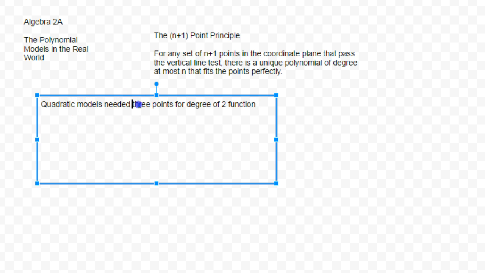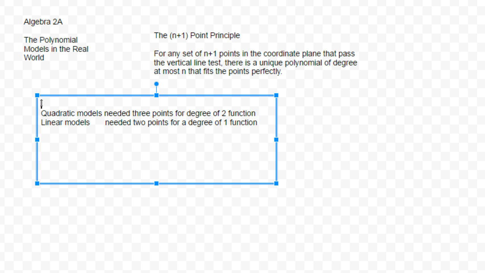Now, if we wanted to take a look at this and then match it with the n plus 1 principle, for any set of n plus 1 points, so that would be 3, okay, in the coordinate plane that pass a vertical line test, there's a unique polynomial of degree at most n, which is this, 2, that fits the points perfectly. So in other words, if I needed 2 points, and if you think about this, this is just a degree of one function. This is a linear function. Okay? Linear models actually need 2 points for a degree of one function.